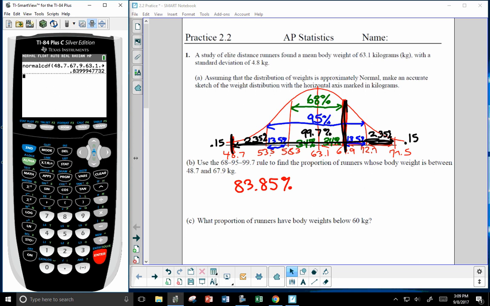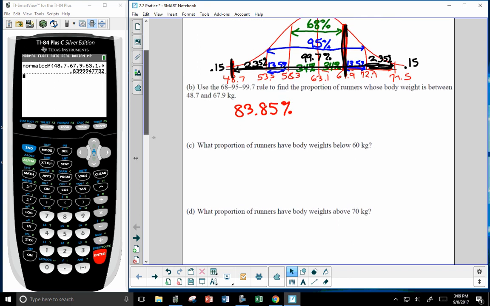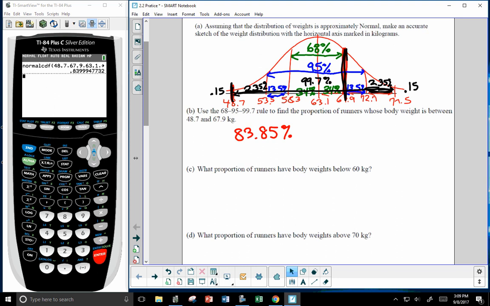Okay. Part C, what proportion of runners have body weights below 60 kilograms? I'm going to do the problems both doing the Z-score way because you need to practice that, but also just doing the trick, throw it on the calculator and let the calculator deal with it for you. But please don't forget that you do have to know how to do a Z-score. So Z is equal to observation minus mean over standard deviation. That's going to let us solve for the Z-score.